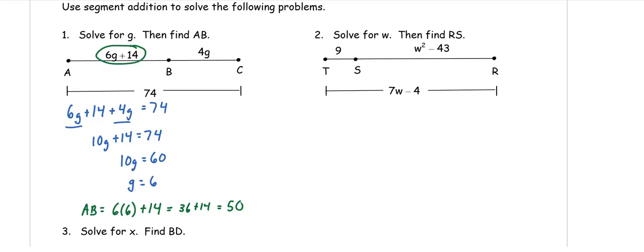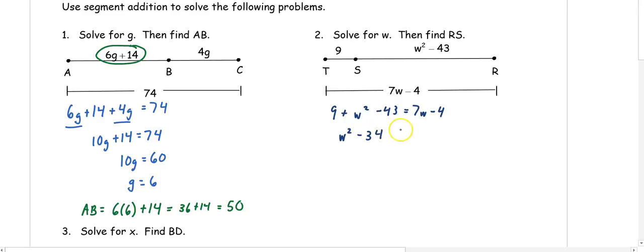So again, we know that each piece added together, 9 plus W squared minus 43 equals 7W minus 4, because it's the entire length. Now, we're going to combine like terms here. So I have W squared and I can combine 9 minus 43, which is negative 34, equals 7W minus 4.